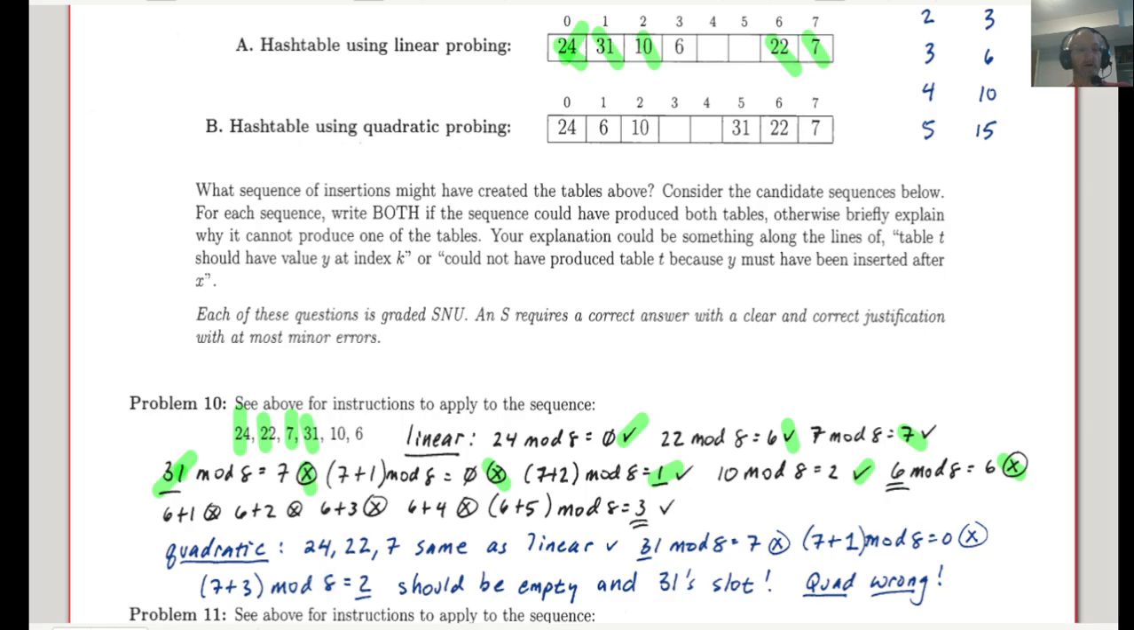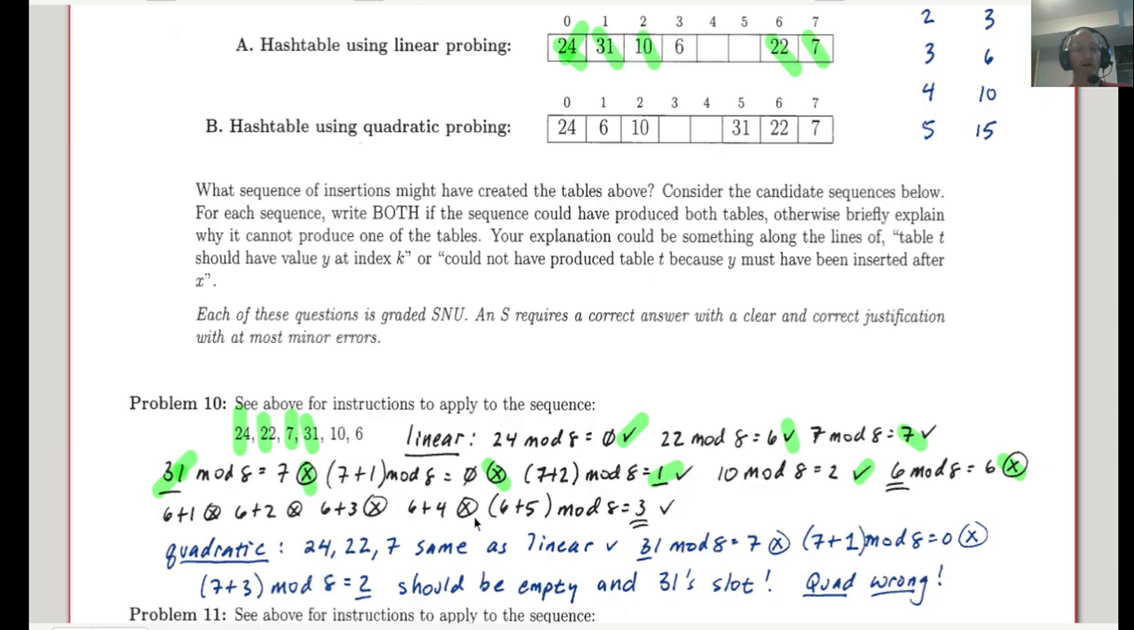So we probe 6 plus 1. At 6 plus 1 mod 8, we get 7. That's already filled. 6 plus 2 mod 8 is 0, already filled with 24. 6 plus 3 mod 8 is what? 9 mod 8. That's 1. That's already filled with 31.